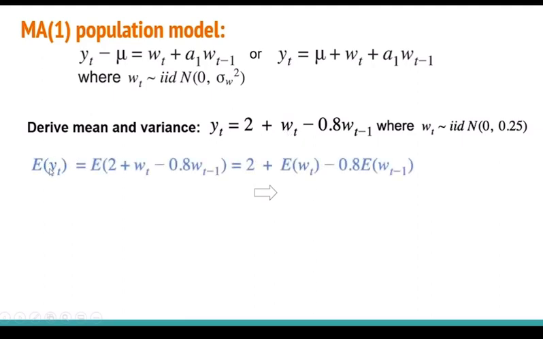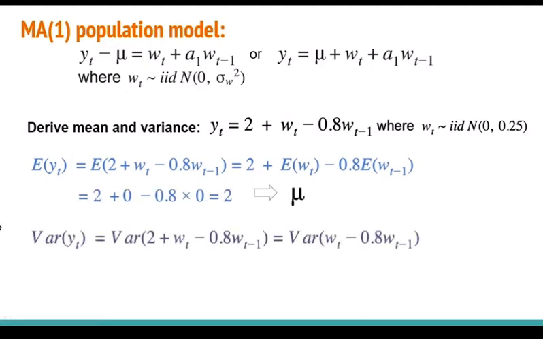Deriving the mean and variance, you're going to find the expected value of Y_t. Take the expectation of both sides. The expected value of a constant is the constant. And don't forget, under the assumption, the expected value of W_t has to be equal to 0. The expected value of the noise, whether the current value of the noise or the previous value of the noise, has to be equal to 0. Because of that, this term is going to be 0, and this term is going to be 0, and at the end of the day, the expected value of Y_t is equal to 2. That is how I got the expected value of Y_t to be equal to 2, which means the mean of Y_t, the mean of the model, is equal to 2.